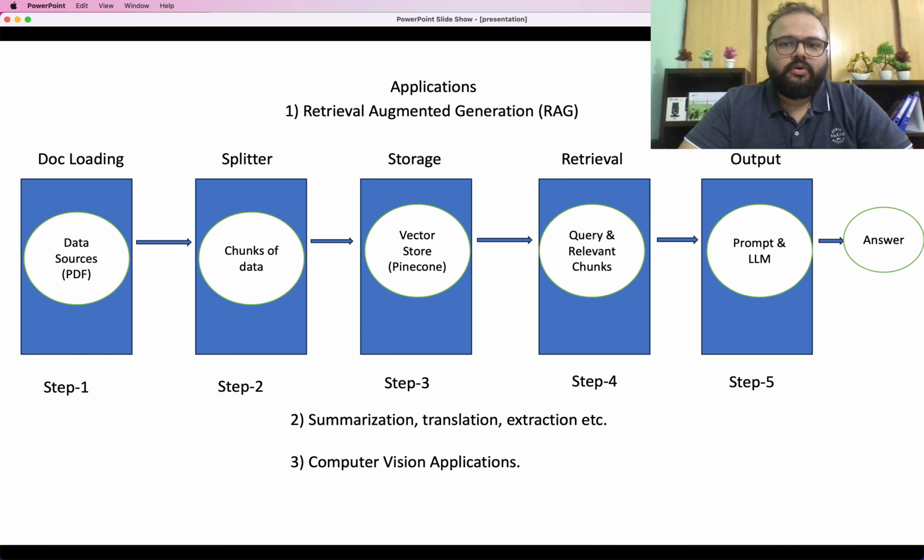Okay, so let me go through the steps one by one if you want to develop a retrieval augmented generation application. The first part would be to load the document. Again, the document can be loaded in a number of ways. Your source can be a PDF, or your source can be a website from which you are scraping the data.